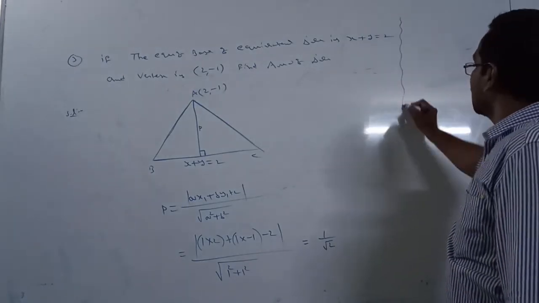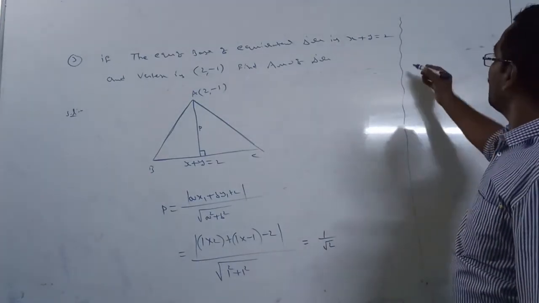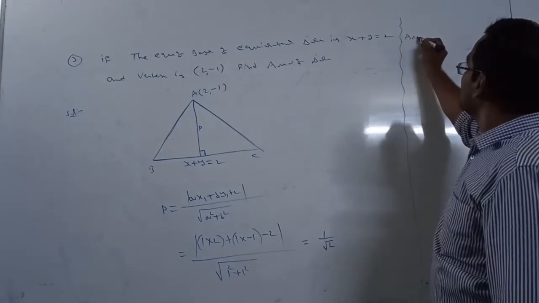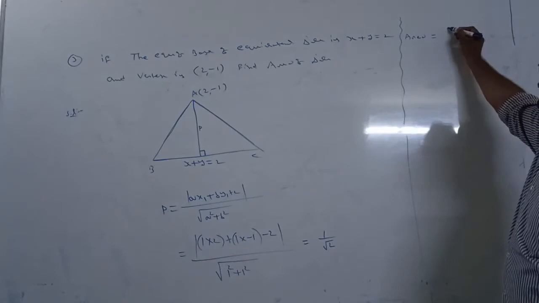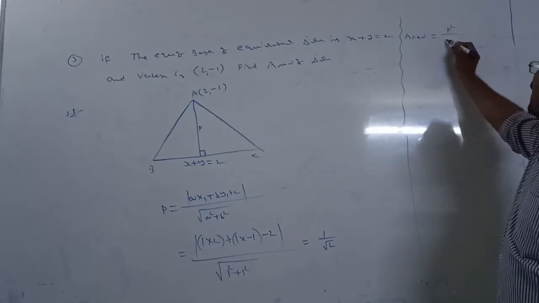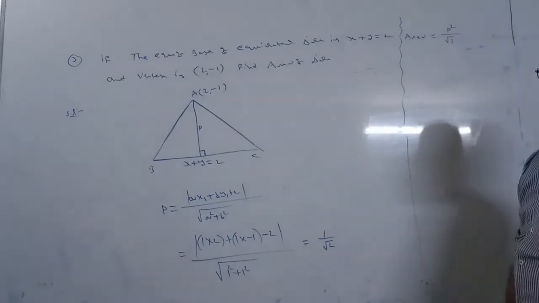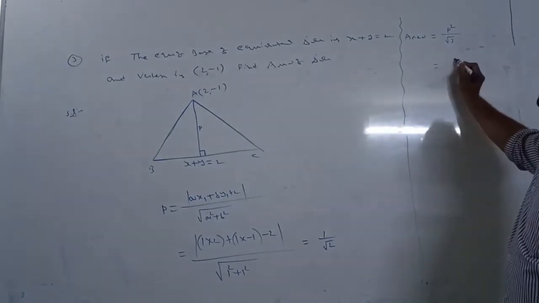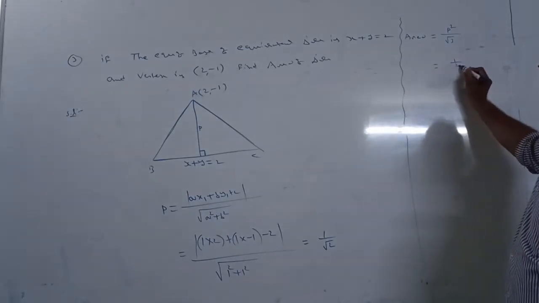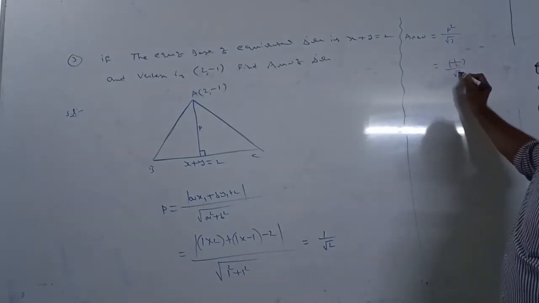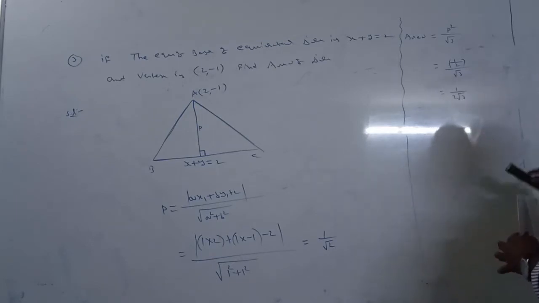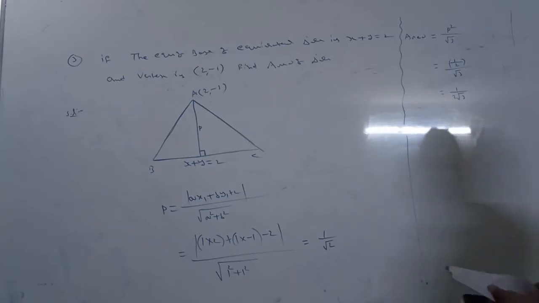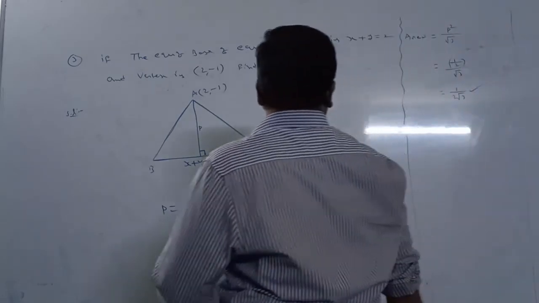Next, the area of the equilateral triangle. We have one direct formula when you know the altitude: p square by root 3. So p square means 1 by 2, by root 3. Obviously this is 1 by 2 root 3. 1 by 2 root 3 is the area of the equilateral triangle.